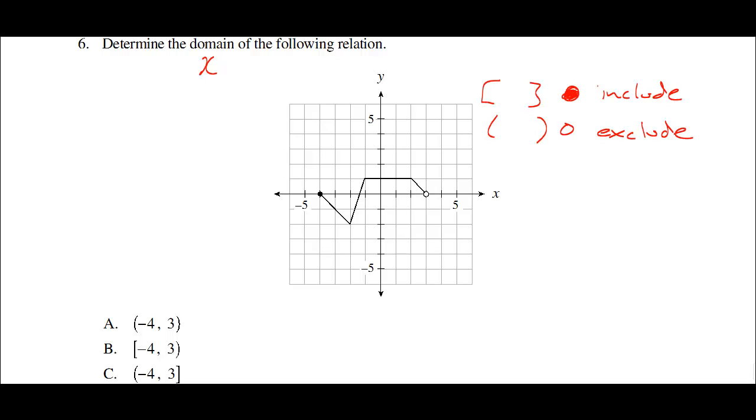So what we see here is the x coordinates. We're looking for what x values do we have? Well, this point right here looks to be at -4, and so we are going to include that. So that means we would have the square one on that side, and it goes all the way to what looks to be 3 on this side, and because it is an open dot, we are going to have a curly one. And so that looks to me like it is B.